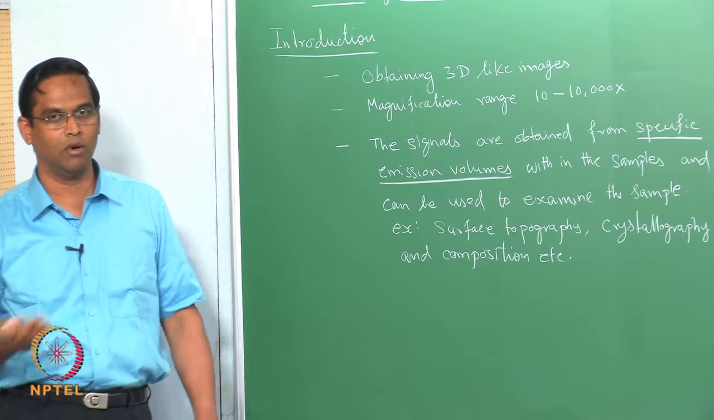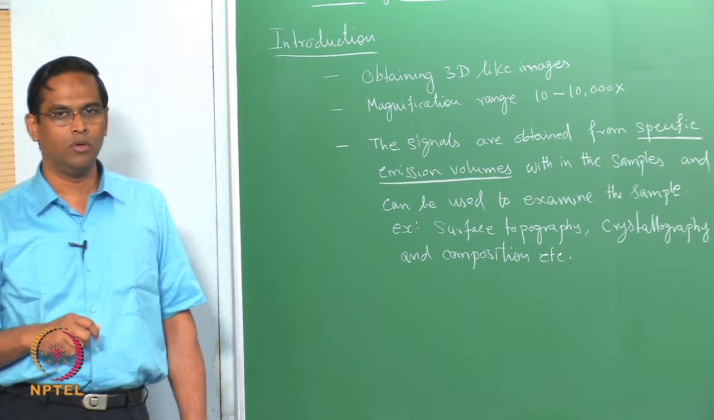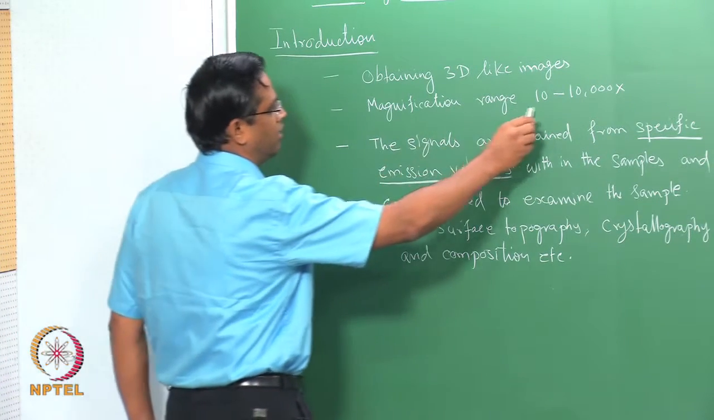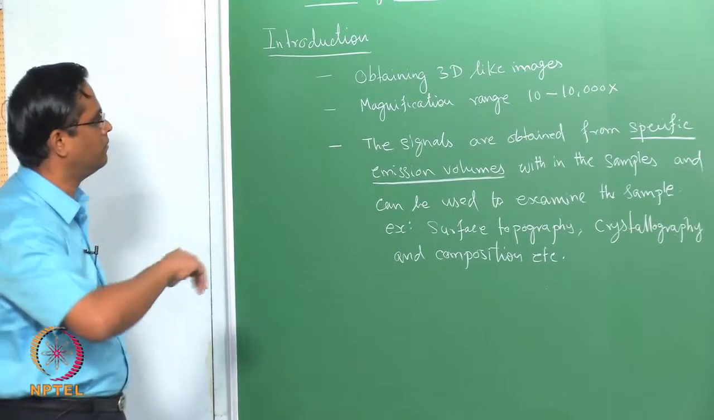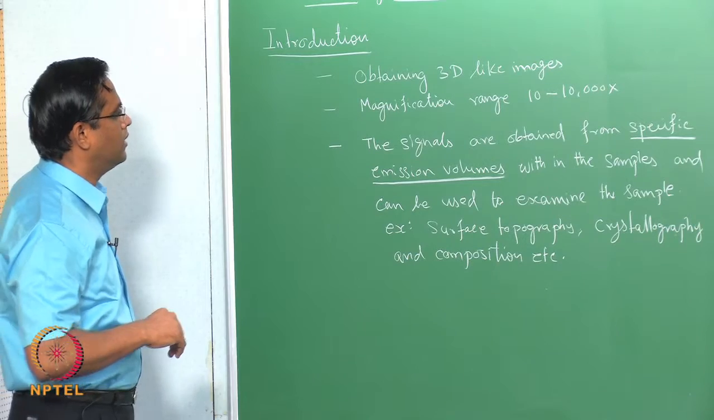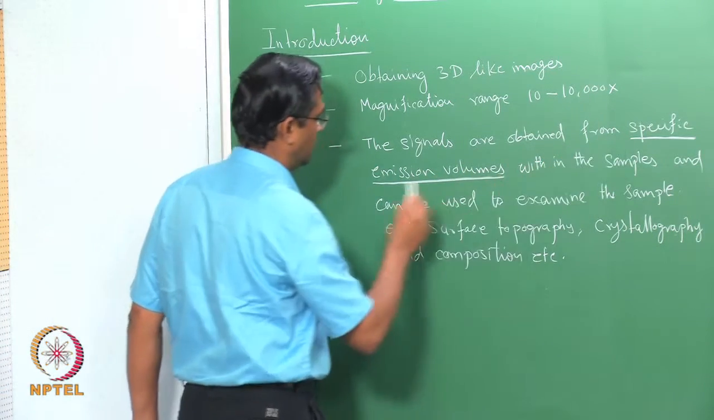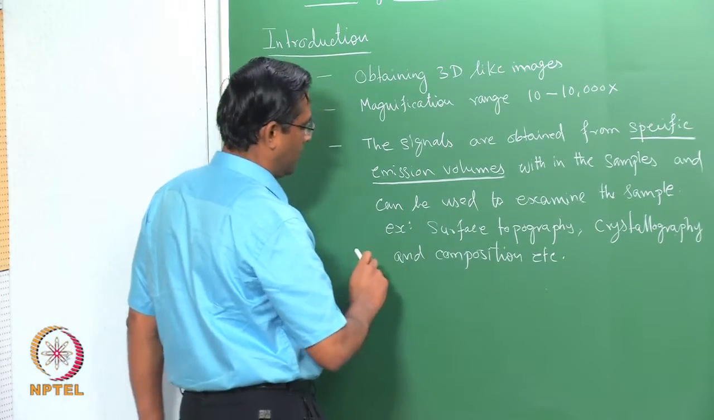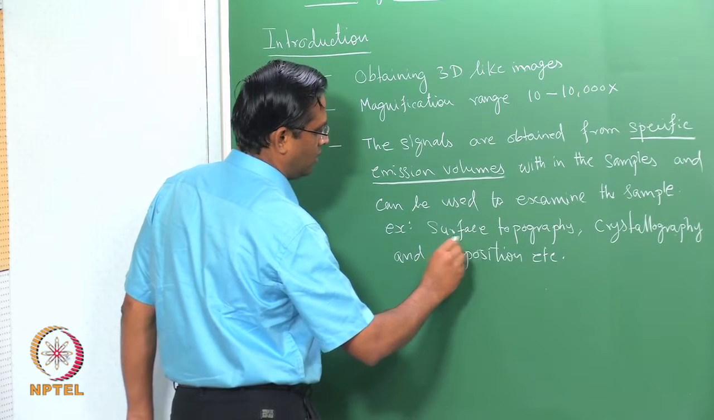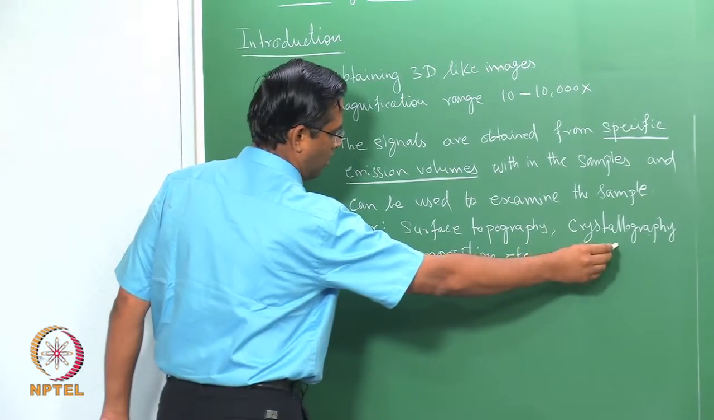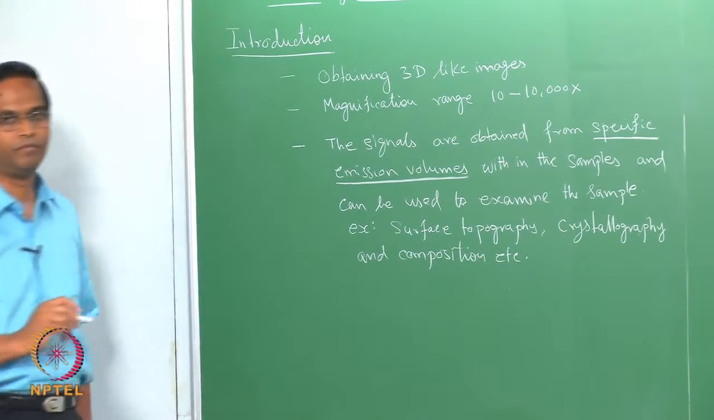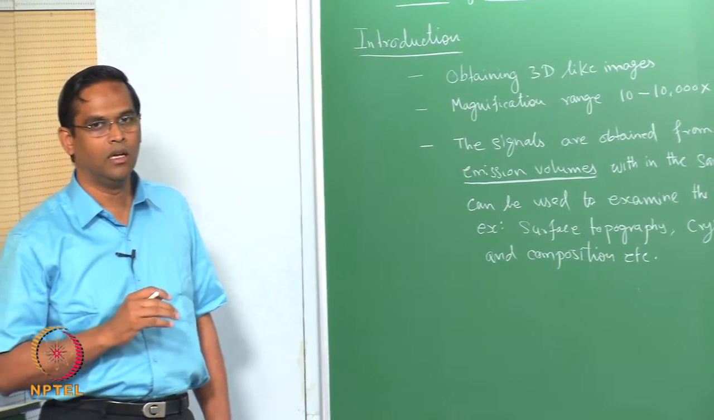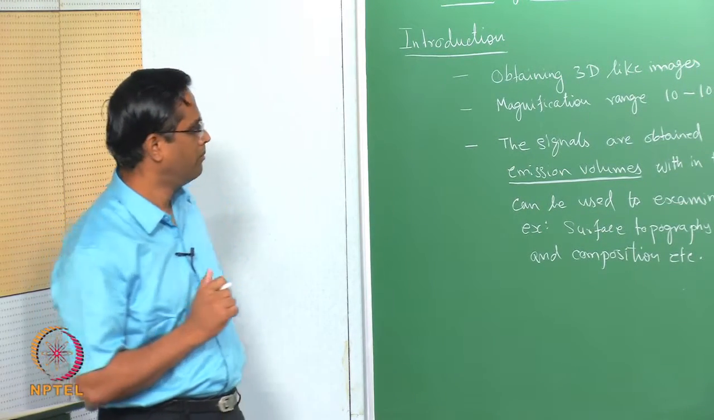We will see how this effect comes and what the parameters are which contribute to this phenomenon or effect, I would say. Magnification in the range of 10x to 10,000x and more, in fact, it could be more also. Typically, the signals are obtained from specific emission volumes within the samples and can be used to examine the sample in terms of surface topography, crystallography and composition, etcetera. These unique characteristics we could not do with a light optical microscope.